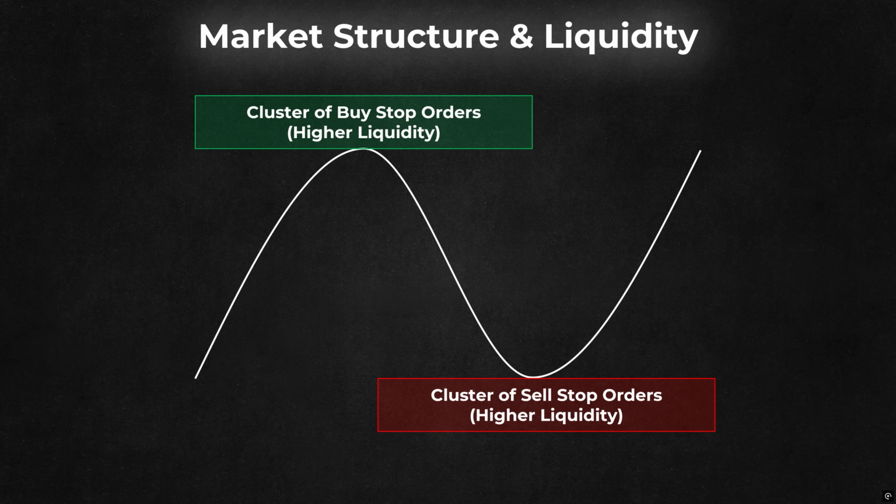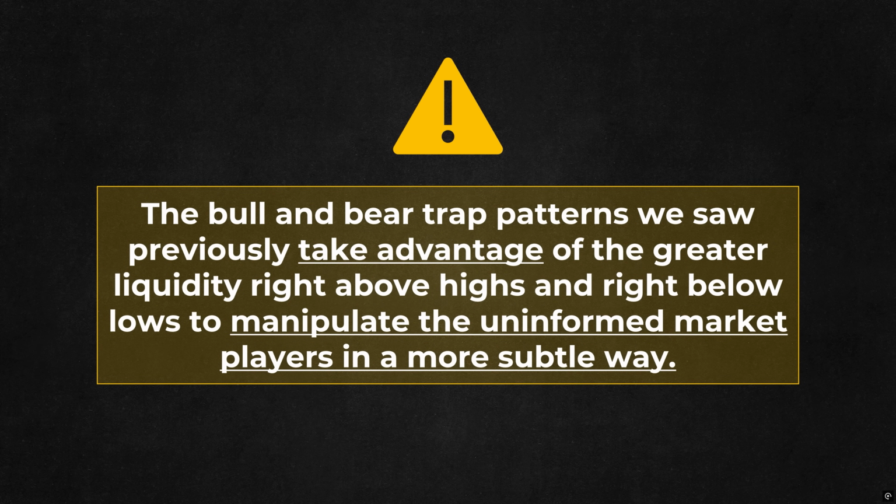The reason this is important is that paying close attention to the behavior of price near levels of high liquidity, meaning highs and lows, allows the trader to perceive market manipulation tactics in real time, which in turn allows the trader to avoid being manipulated as well as anticipate what's going to happen with the trend. The bull and bear trap patterns we saw previously take advantage of the greater liquidity right above highs and right below lows in order to manipulate the uninformed market players in a more subtle way.